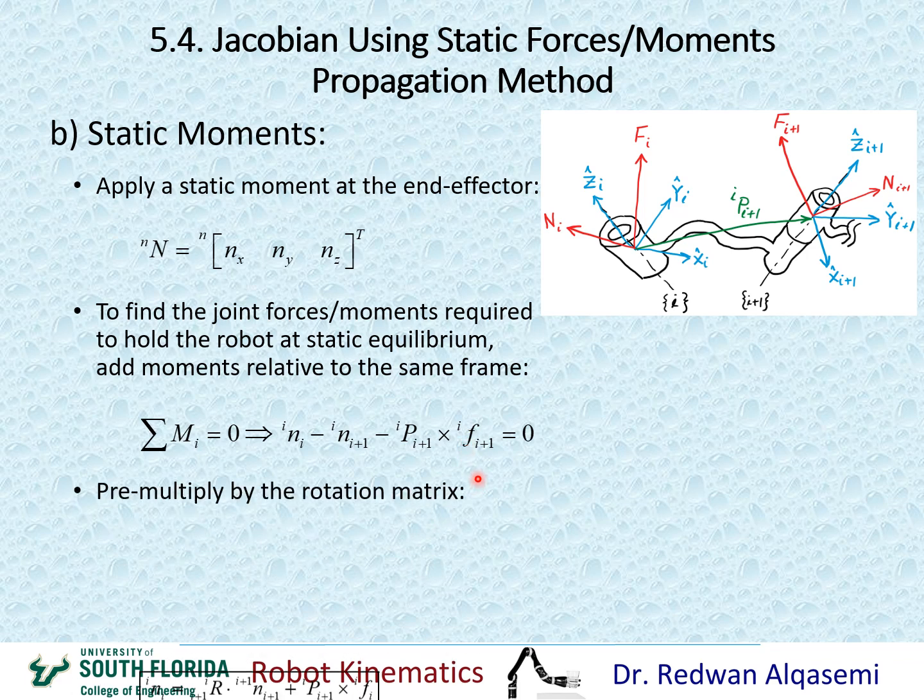I can just replace it and put it in place of this. Now if we do this, we're going to have the moment I reference to I equals the moment I plus 1 reference to I pre-multiplied by the rotation matrix I to I plus 1. So this quantity here gives me back an I plus 1 reference to I. Okay, and then I add this to the cross product of P I plus 1 reference to I crossed with F I reference to I. And again, remember this equals this when we saw this in the static equilibrium of forces in the previous slide.